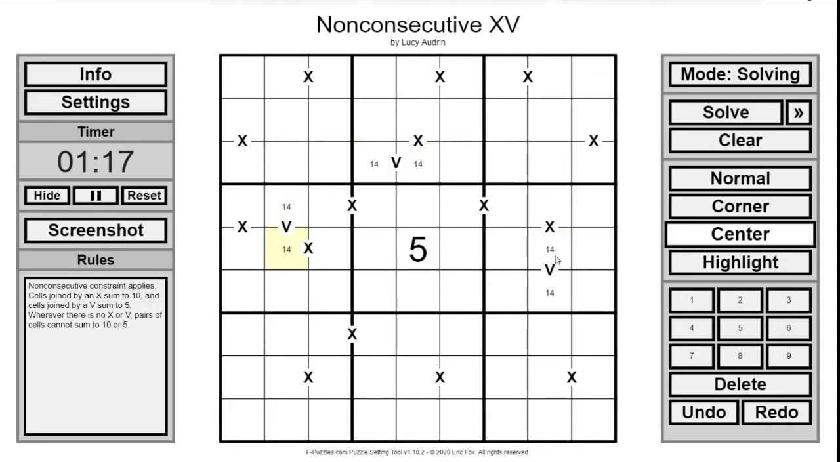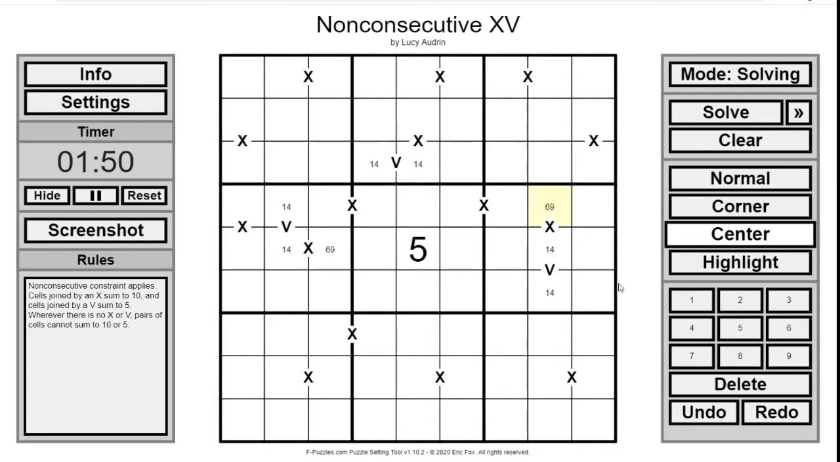Okay, so we've got a 1, 4 pair right here. And this one is connected by an x. So it could either be 6 or 9. Right? Cells joined by an x sum to 10. So it could be 9 and 1 or 6 and 4. So this logic should also apply here. It could be 9 or 6.